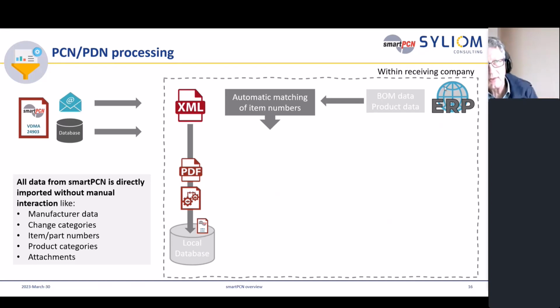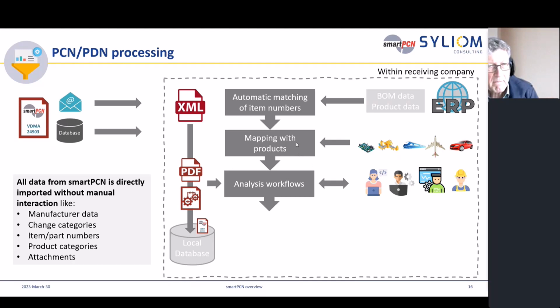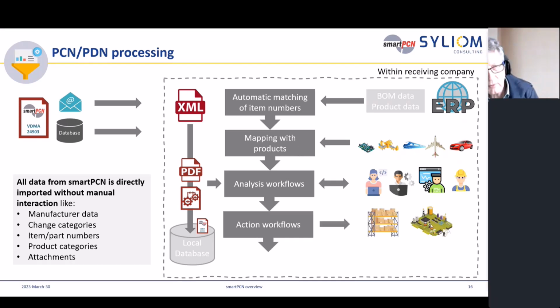So you can see, if you bring this together with the data of your ERP system, the BOM data and the product data, you could really see which one fits. You can map it to your products to say, okay, this PCB here really is affected by a specific PCN. You can start analysis workflows. You can start action workflows.